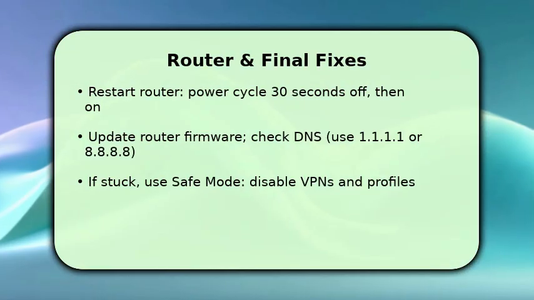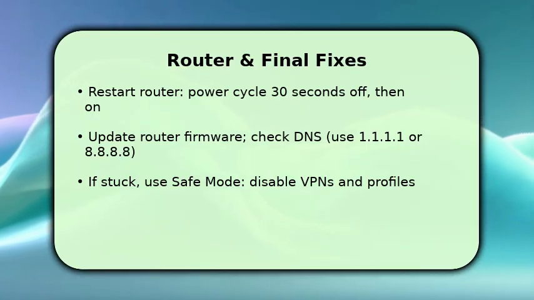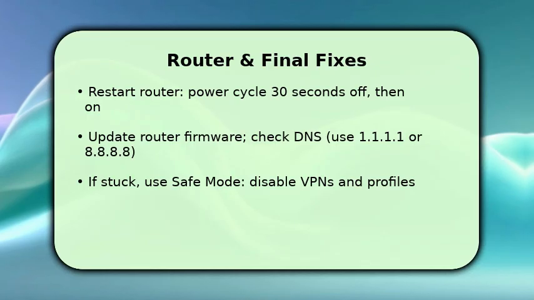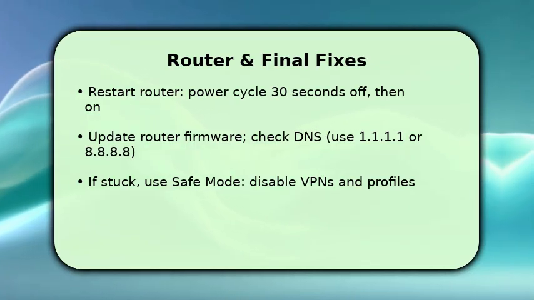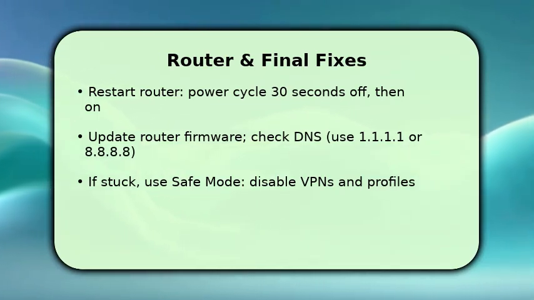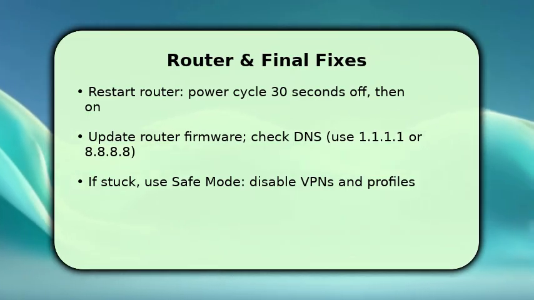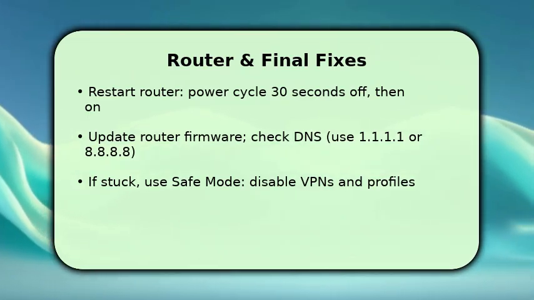Power cycle the router by unplugging for 30 seconds, then plug back in to clear its cache. Once it's stable, confirm firmware is up to date to fix compatibility bugs. Change DNS to a public resolver like 1.1.1.1 or 8.8.8.8 if pages are slow or fail. If problems persist, temporarily disable VPNs and configuration profiles on your iPhone to rule out routing overrides.